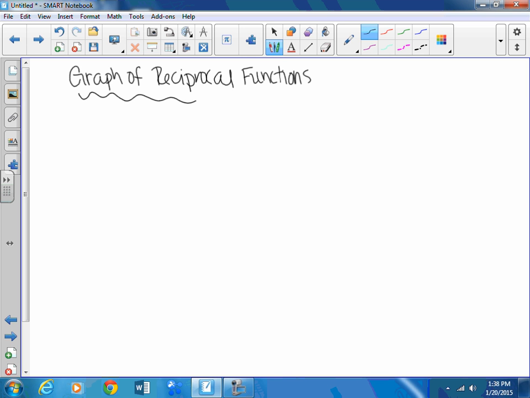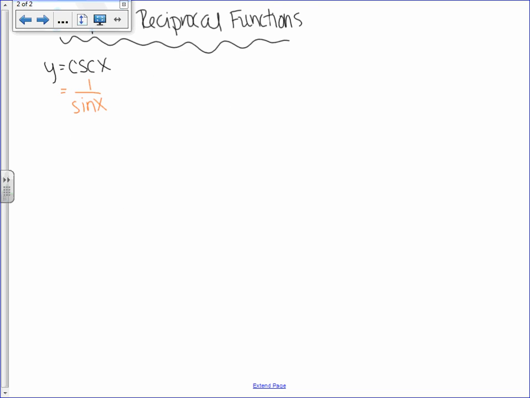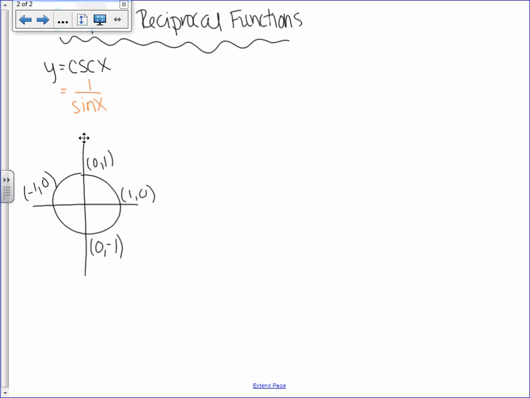All right, we are going to start with cosecant. Y is equal to the cosecant of x. And remember, this is the same thing as 1 over the sine of x. Okay? And just like in the past when we've done these, we're going to use the unit circle to help us figure some stuff out. So here's my unit circle. 1, 0, 0, 1, negative 1, 0, and 0, negative 1.